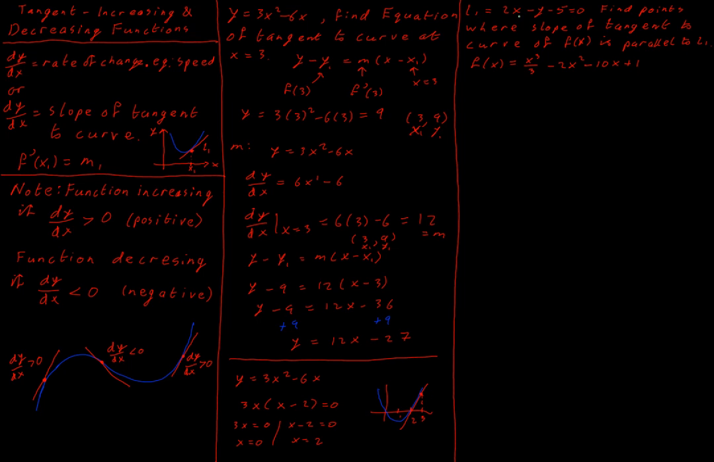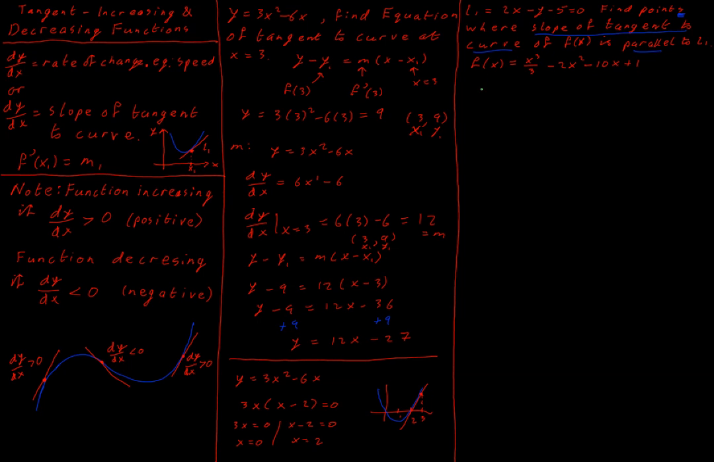If L1 is equal to this, find the points where the slope of the tangent to the curve of f of x are parallel to L1. Lots of language in here. I have points, plural, so I'm expecting to get more than one answer. I have slope of tangent to the curve, so I have dy dx, and I have the word parallel, which also makes me think of slope. So I want to know, when does dy dx for this function have the same slope as my line L1?